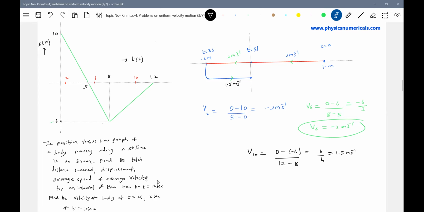So look at the body. It has changed the direction of motion. From 10 meter, it will come to origin. Then it will move 6 meter. Then again, it will cover a distance of how much? Again 6 meter. And finally to reach it.